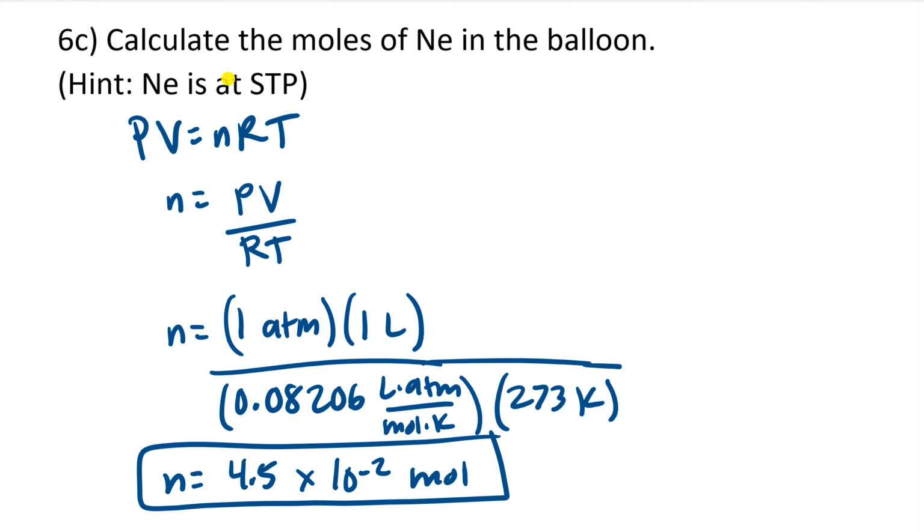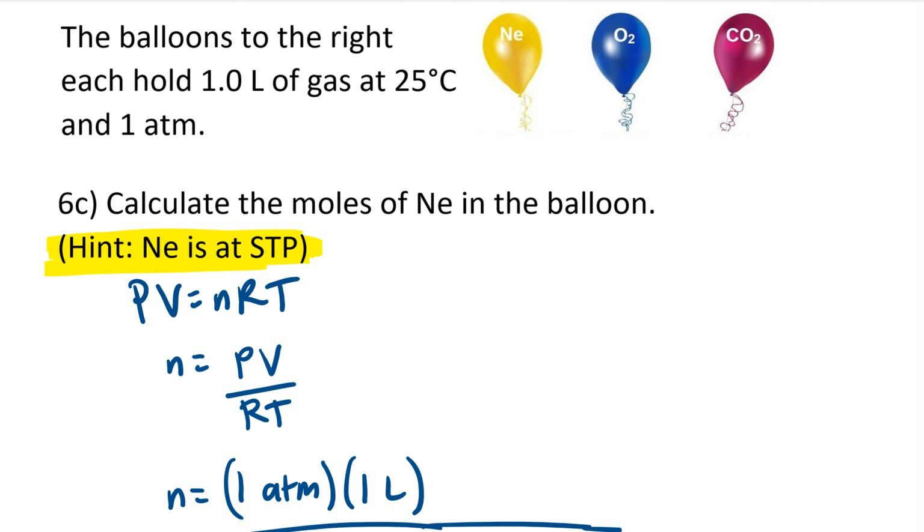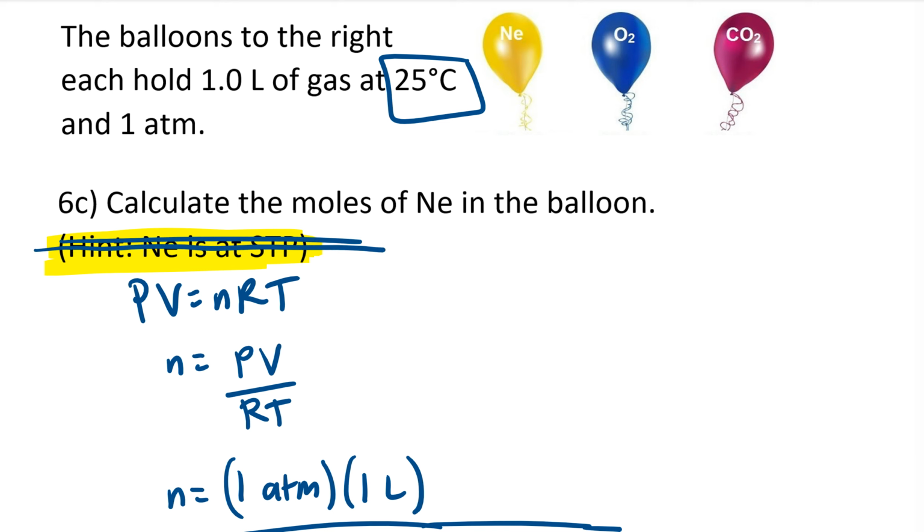Now, there's a little hint here. Neon is at that special condition called STP, standard temperature and pressure. Because standard temperature and pressure is when the temperature is 0 degrees Celsius, which it is... not 0 degrees Celsius. Hang tight. Big problem with what I was about to tell you. Hey, this is not STP. I don't know what I'm thinking, guys. STP has to be 0 degrees Celsius. No, we are not at STP in this problem. I apologize.